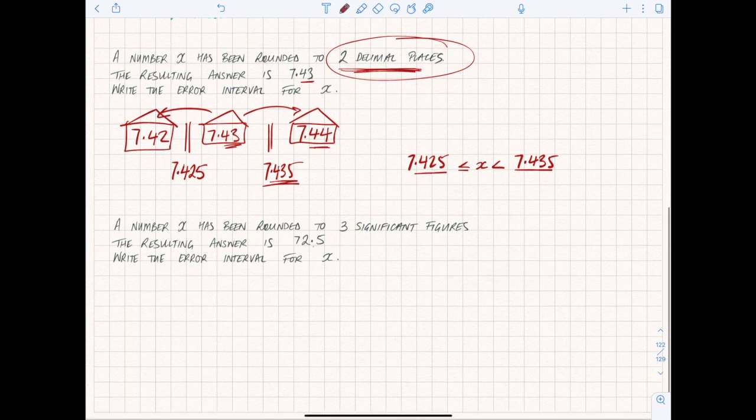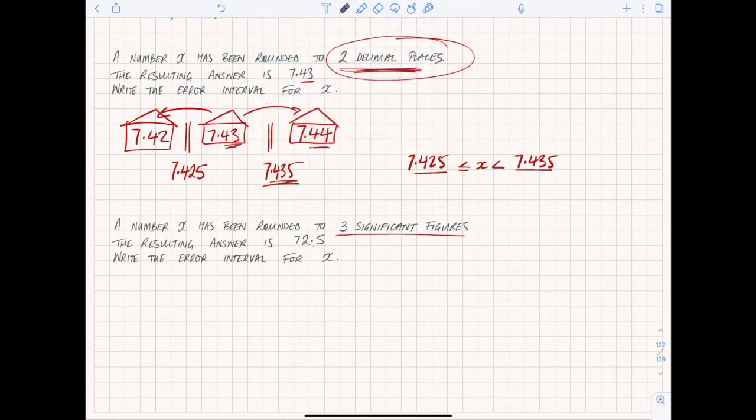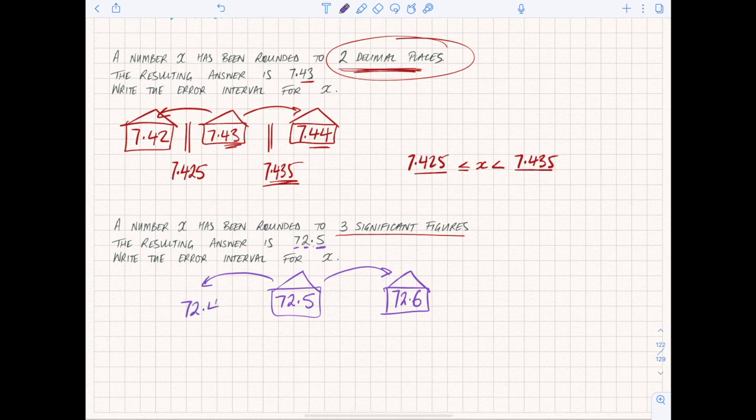Okay, now this one's a little bit different because it now says it's been rounded to 3 significant figures. So you need to understand what significant figures are and how they work. But we know that that's the first significant figure, that's the second, and that's the third. So I do live at 72.5, which means my next door neighbour is going to be 72.6 because the third significant figure is the 5, the next number would be 6, and this would become 72.4.